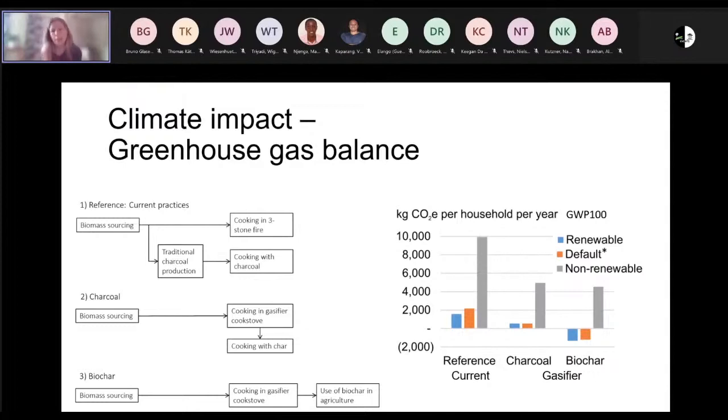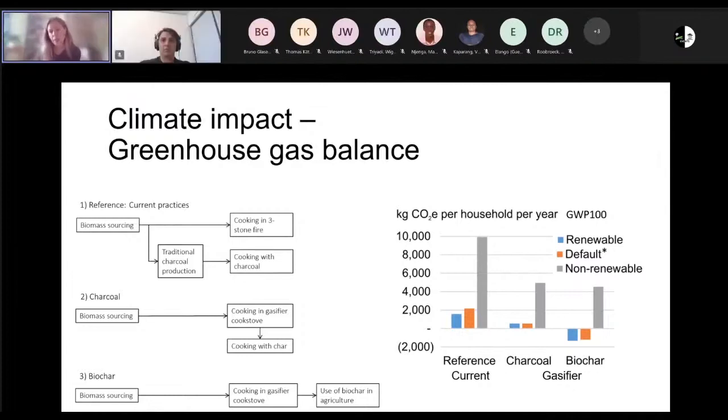If we look instead at the blue here, that's when we have a renewable system, when trees regrow, so we can see this as sustainable biomass. Then the total emissions are much lower, and we also see a considerable reduction in using the gasifier, and in the case of using it in soil, we actually get in total a negative emission here, and a much larger benefit of using the biochar in the soil.